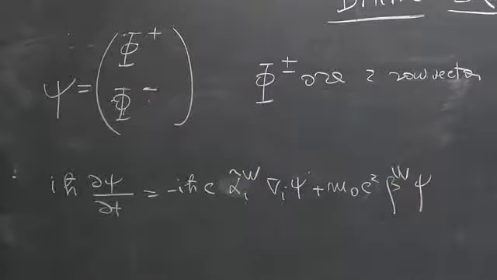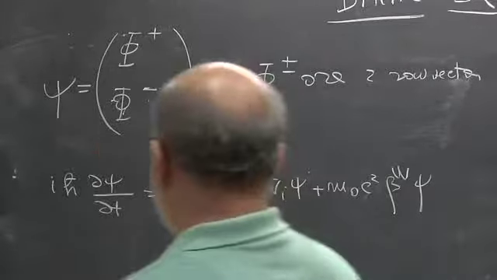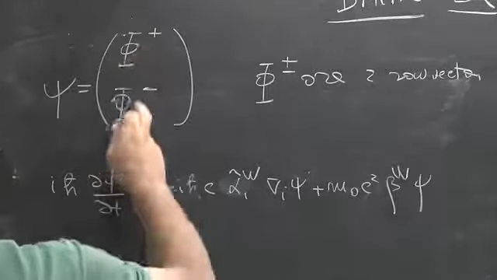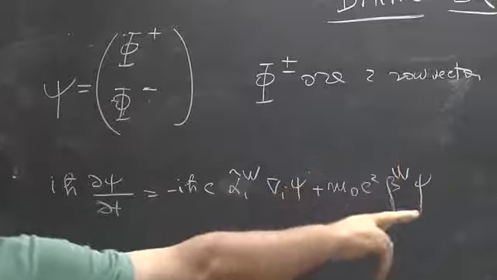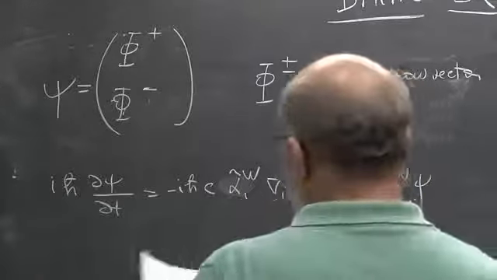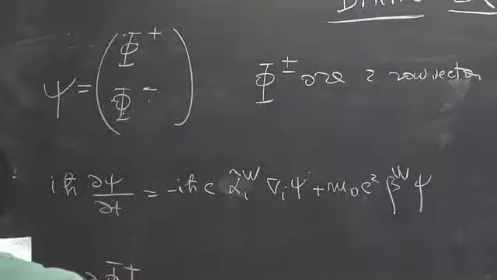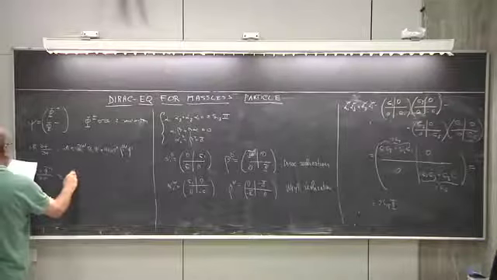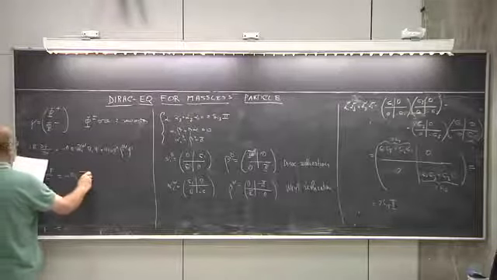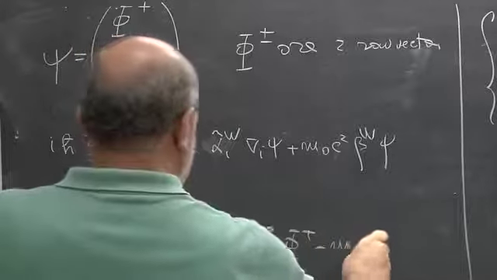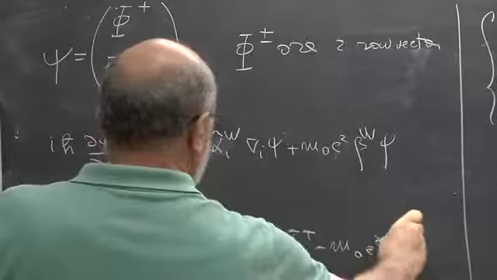If you do that, you immediately get the following things. I have put a mass. Now let's insert these, and let's use the sigma matrices in the Weyl realization, this one. The equation you get is iħ dφ+/dt equals minus iħ σ φ+ minus m0 c² φ-.